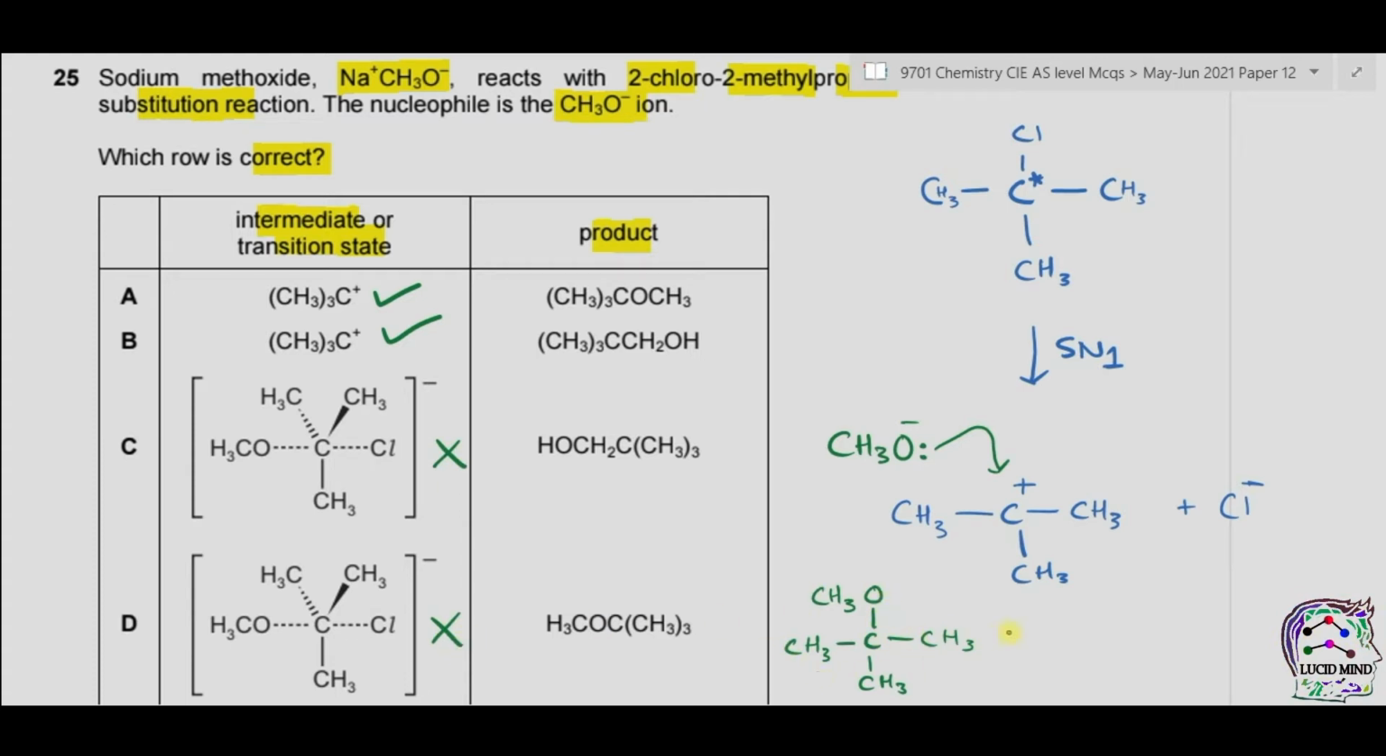Now this product formed can also be written like this. We have 3 methyl groups attached with this carbon, so we can write 3CH3. Then we have this carbon atom, this oxygen atom, and this CH3 is also present. This is similar to this product, therefore answer is A.